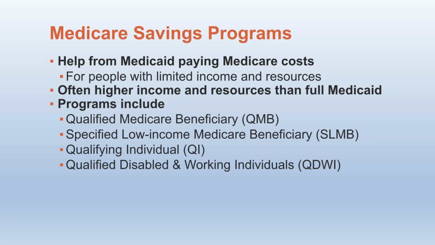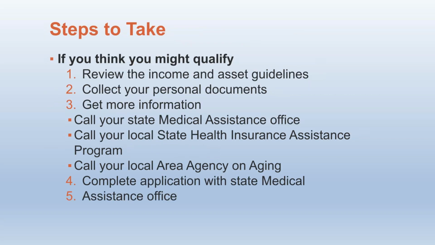The steps you need to take if you think you may qualify is to review your income and asset guidelines, collect your documentation, and get more information by calling your state medical assistance office or your local state health insurance assistance program or the local area agency on aging. They'll help you complete your application, and you'll be on your way.